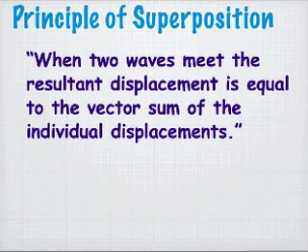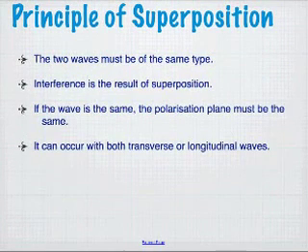So the principle of superposition is when two waves meet, the resultant displacement is equal to the vector sum of the individual displacements. In other words, we're talking about the rise up and down of the waves. If we're looking at a transverse wave, when you have two waves meeting, we'll add the two rises to get a new one. The two waves must always be the same type. Okay, in other words, there must be either water waves or sound waves or light waves.